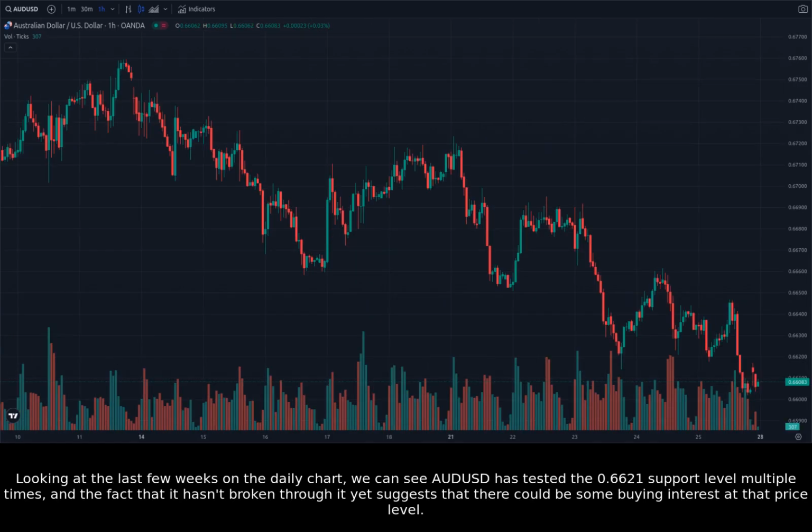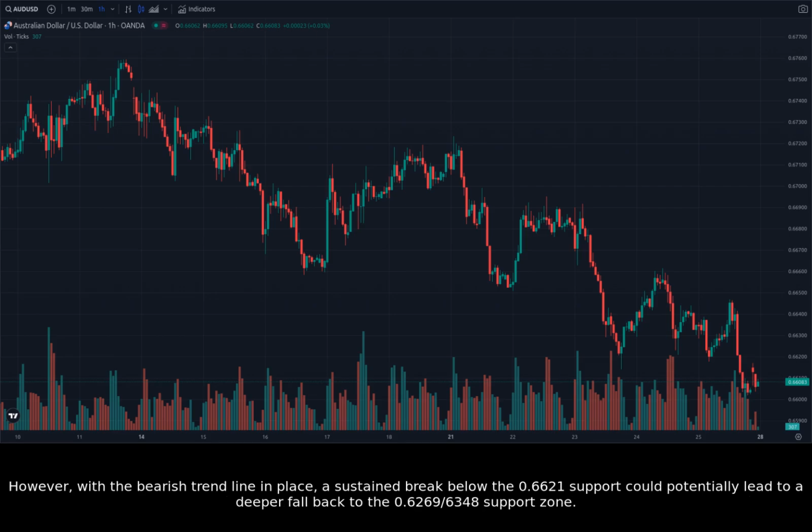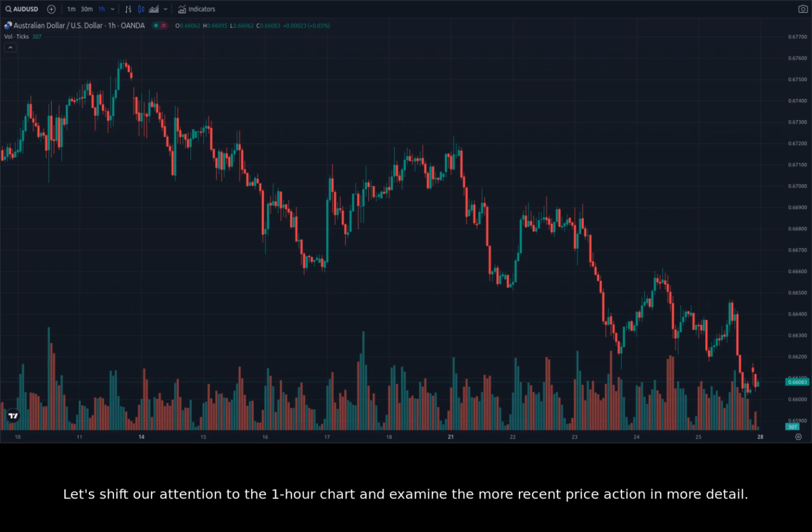Looking at the last few weeks on the daily chart, we can see AUDUSD has tested the 0.6621 support level multiple times, and the fact that it hasn't broken through it yet suggests that there could be some buying interest at that price level. However, with the bearish trend line in place, a sustained break below the 0.6621 support could potentially lead to a deeper fall back to the 0.6269/6348 support zone.